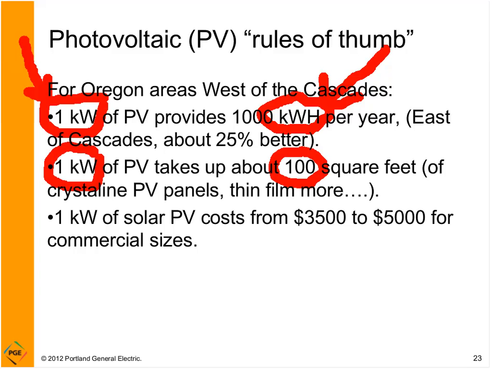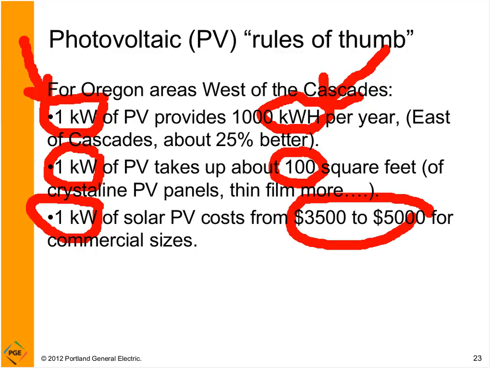And again, using that same 1 kilowatt as a basis, the cost will be in the range of $3,500 to $5,000 for that 1 kilowatt. Again, it's very scalable, so 10 kilowatts would be $35,000 to $50,000. Now, these costs are raw costs. You have to apply the incentives to them to figure out what your out-of-pocket and what your long-term costs will be.